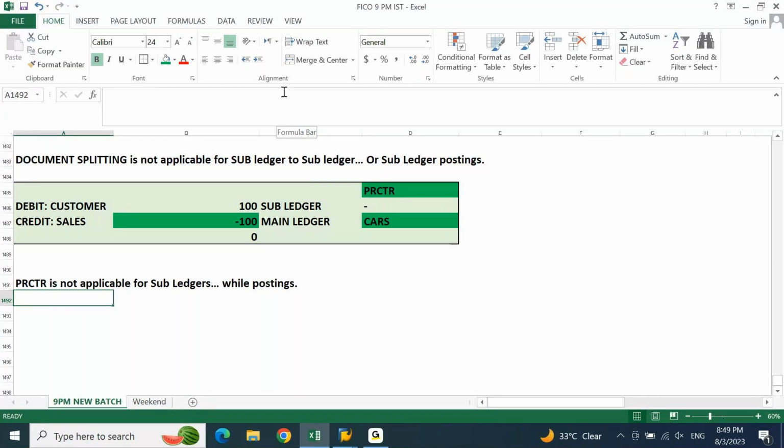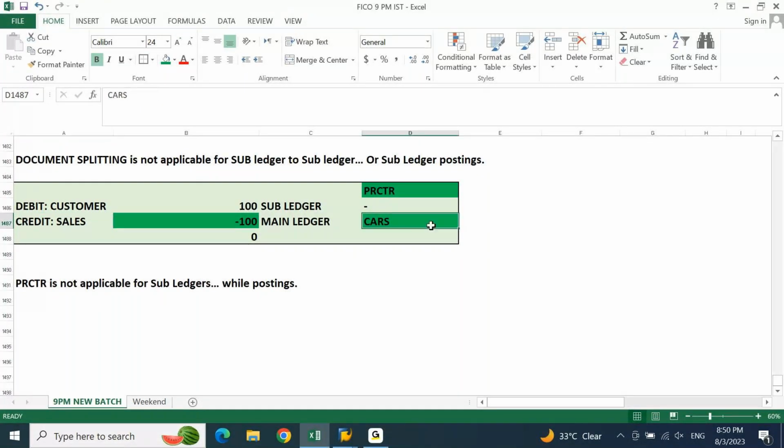Okay. Now profit center is not applicable for subledgers while posting, which means when you are posting a document, you are debiting a customer account, you are crediting sales account. You need to look at what is main ledger, what is a subledger in your accounting entry. My debit is customer, which is my subledger. Credit is sales, which is my main ledger. We only said profit center is not applicable for subledger. So this is your subledger. Profit center is not applicable. I kept it blank. And the other one is my main ledger. For main ledger, profit center is applicable. I have given a profit center here.